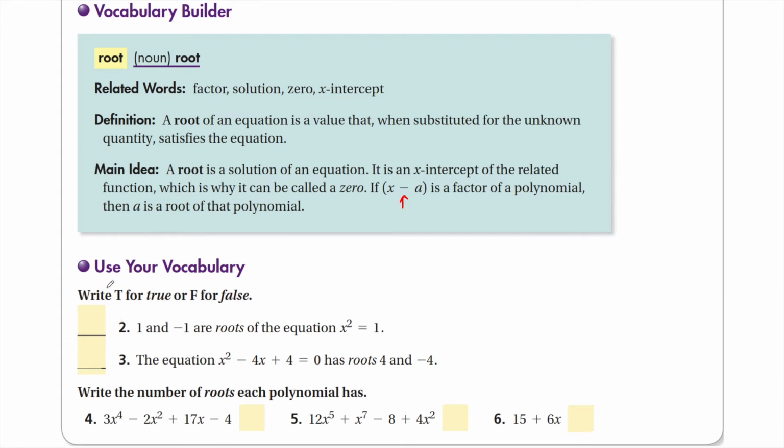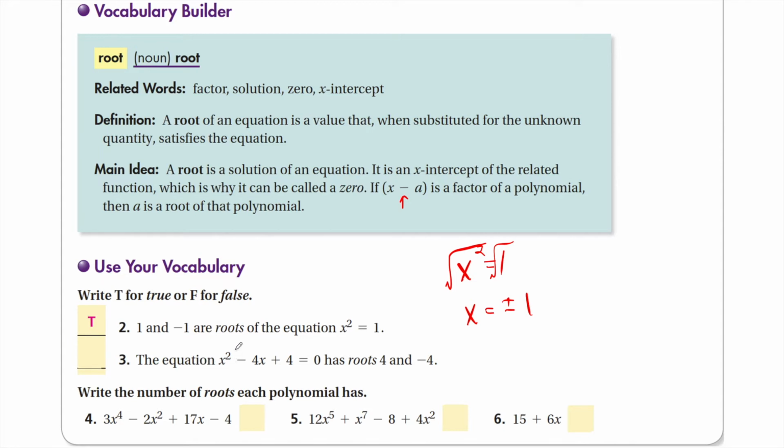Looking at the very first question, question number 2, we have 1 and negative 1 are roots of the equation x squared equals 1. If I were to solve out x squared equals 1, I would take the square root of both sides. You get x equals plus or minus the square root of 1, which is in fact 1, and therefore the solutions will be plus or minus 1, making the roots plus or minus 1.